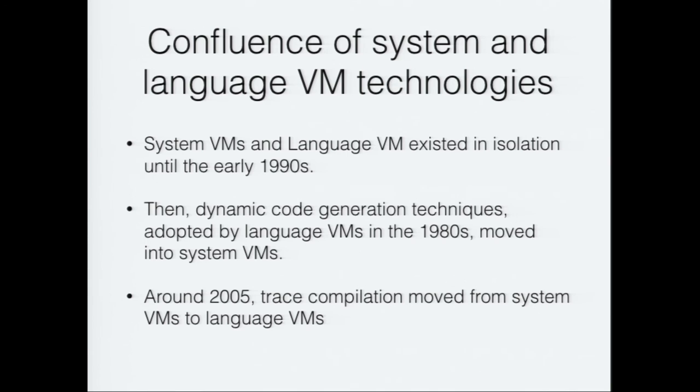And one of the interesting things, I think, in building this timeline is noticing the interaction between the technologies of system and language VMs in the recent decades. When I entered the field, they were sort of completely independent. Nobody talked about both kinds of things in the same breath. But then in the 90s, dynamic code generation techniques flowed from language VMs into system VMs, and then tracing flowed back into language VMs. And now there's a common language of implementation techniques that's used within those systems.